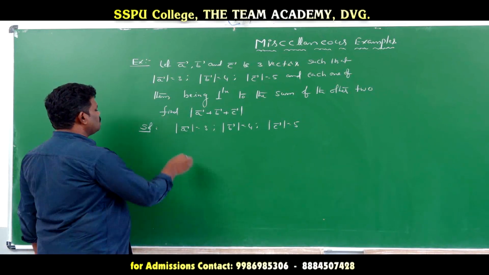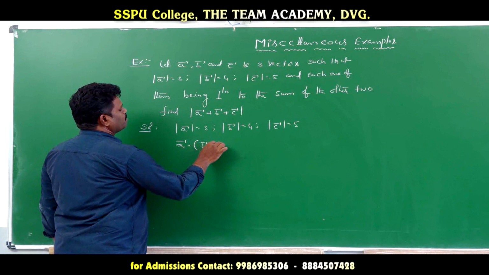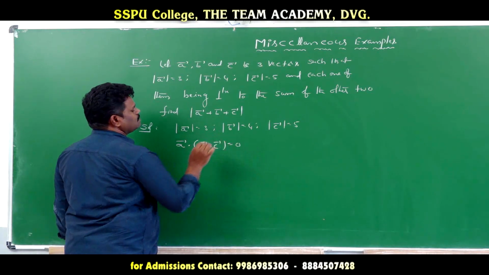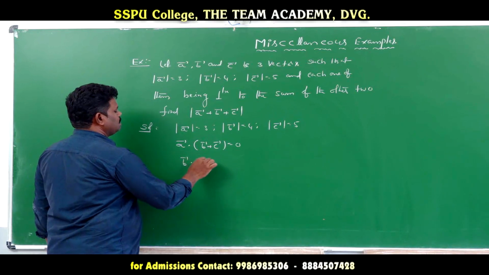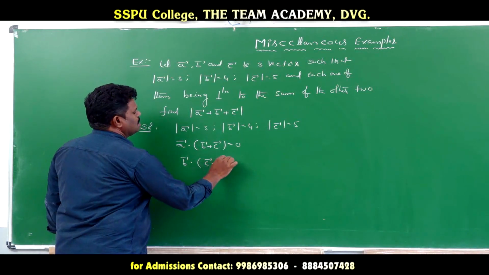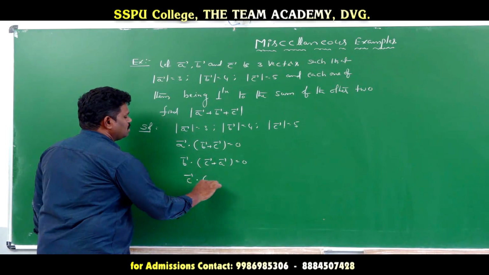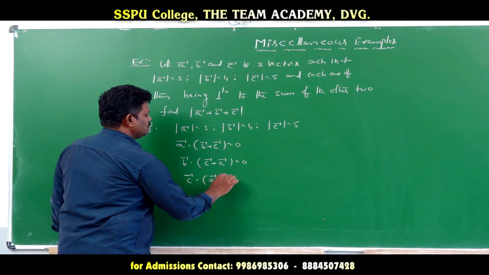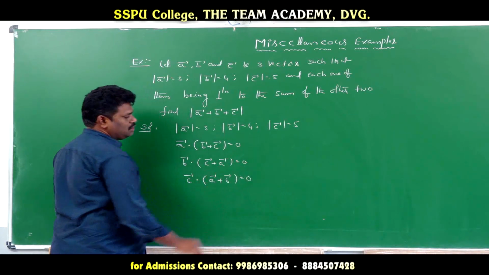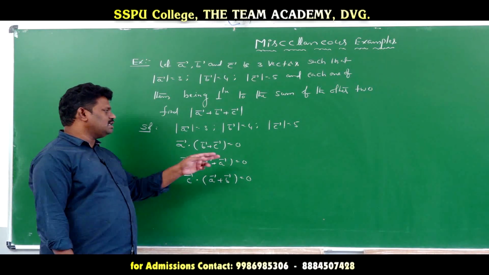Next, what other condition is given? A bar dot B bar plus C bar is equal to 0. Next, B bar dot C bar plus A bar is equal to 0. And next, C bar dot A bar plus B bar is equal to 0. So this is the given condition: one vector is perpendicular to the sum of the other two vectors.